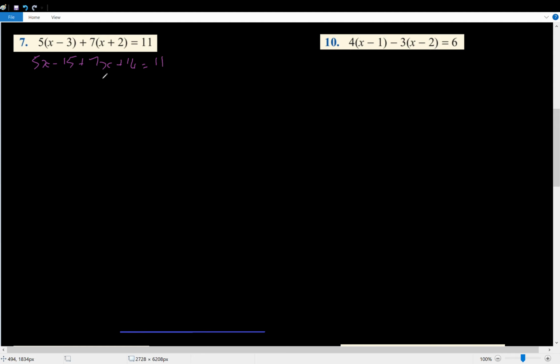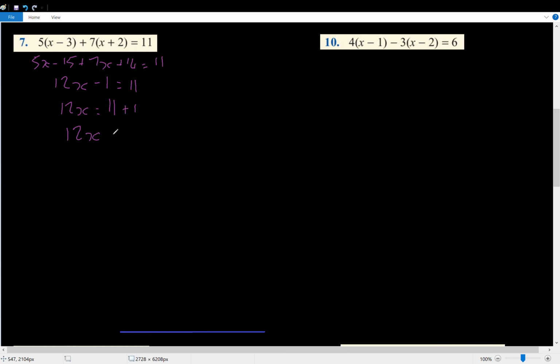5x plus 7x is going to give us 12x, and minus 15 plus 14 is going to give us minus 1, and that's still equal to 11. And now what we're going to do is bring our minus 1 over, and we're going to get 12x is equal to 11 plus 1. It stops being minus 1 when we move it across the equals, and it becomes a plus 1.